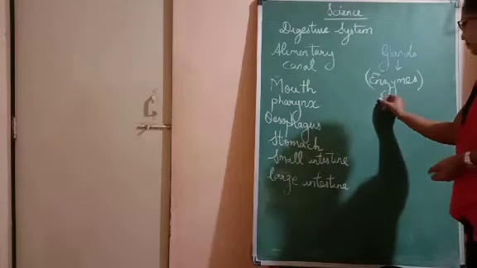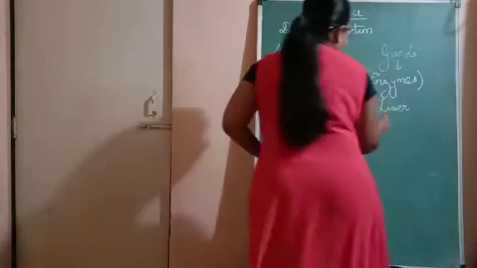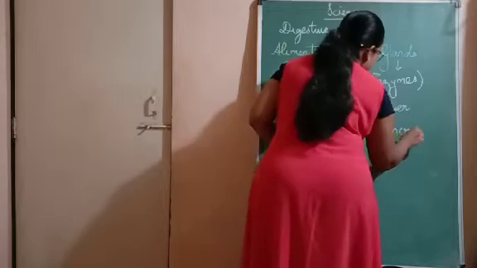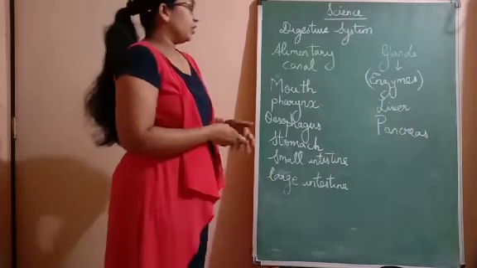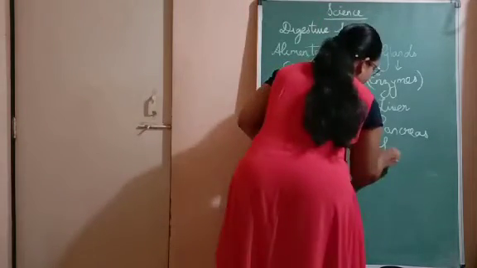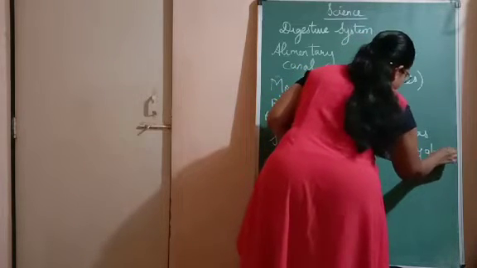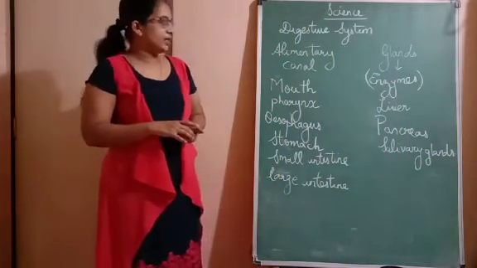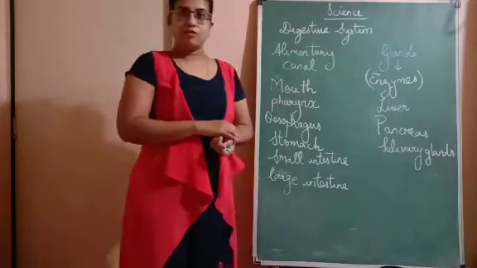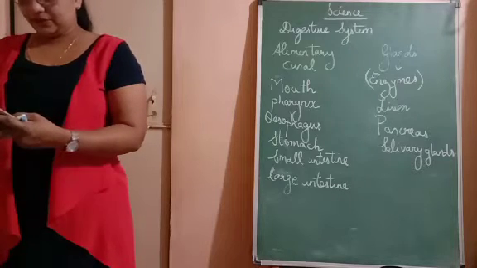Among the glands, the major glands we have are the liver and the pancreas. We also have the salivary glands, which help by secretion of various chemicals which help in the process of digestion. So let us move ahead with the digestive system.